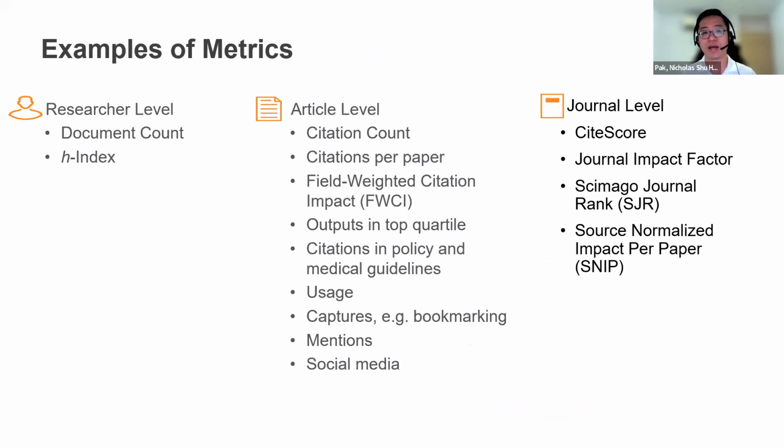And this is what we can see. At the researcher level, we can see document counts and the h-index. At the article level, we can see citation counts, citations per paper, field-weighted citation impact, outputs in the top quartile, citations in policy and medical guidelines, usage, and captures such as bookmarks, mentions, and social media. At the journal level, we see CiteScore, journal impact factor, Scimago Journal Rank, and source normalized impact per paper. Some of you who have been using Scopus for a long time will probably identify some of these research metrics. I think this is really powerful and useful, so take a look at it.